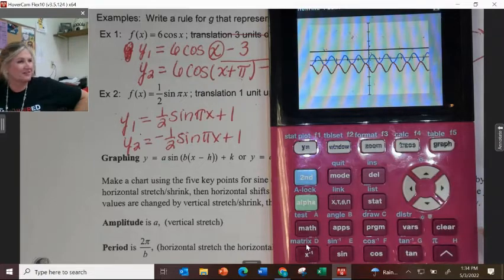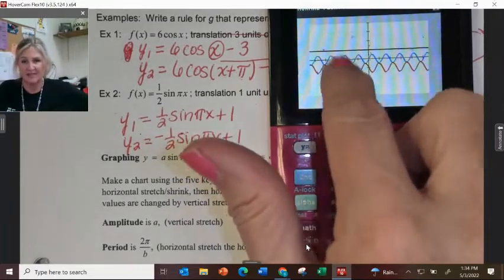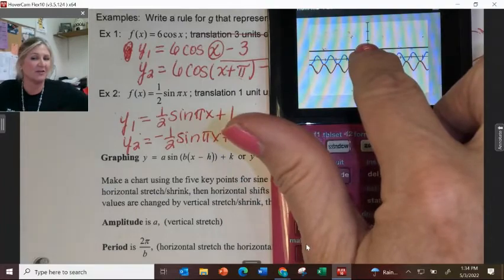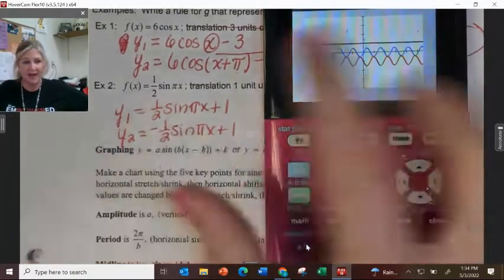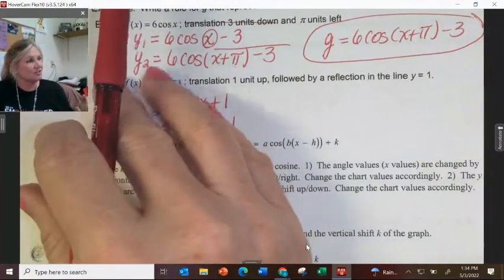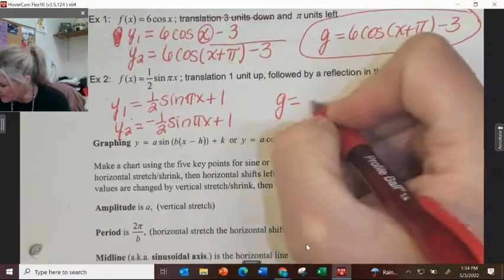Is that a reflection over the line y equals 1? No, that was a complete reflection over the x-axis after we did. So what that one did was it shifted it up 1 unit, then it reflected the entire thing over the x-axis. So what we had was correct. And that's the way you should do these kind of things, guys. If you're not sure of what to do, check it out on your calculator. So here's the correct answer.